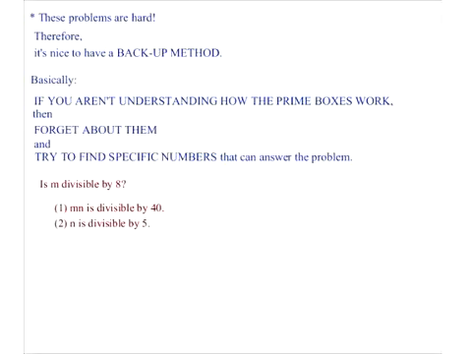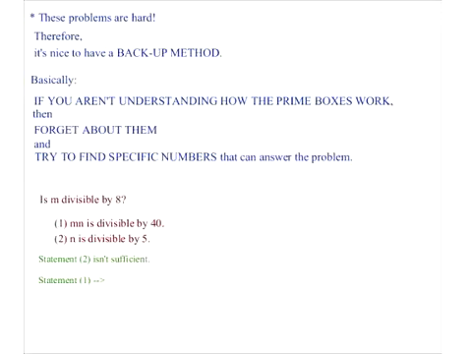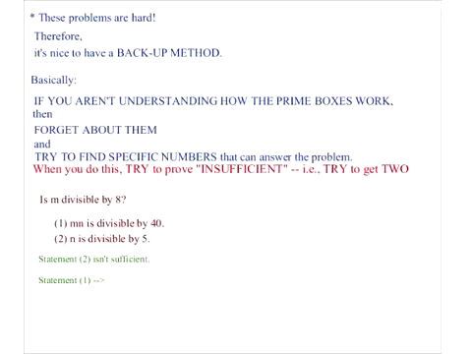If you look at these two things together, I mean, okay, statement two is definitely not sufficient, so let's get rid of that. Let's try statement one. In statement one, the deal is MN is divisible by 40. When you investigate a data sufficiency problem, you should try to prove that the statements are insufficient. See if you can get two different answers. Try to get two different answers. So this is a yes or no question, which means we're trying to get a yes and a no here.